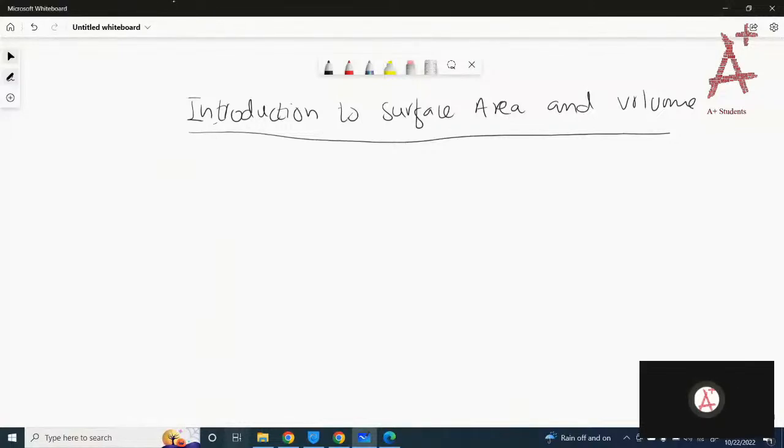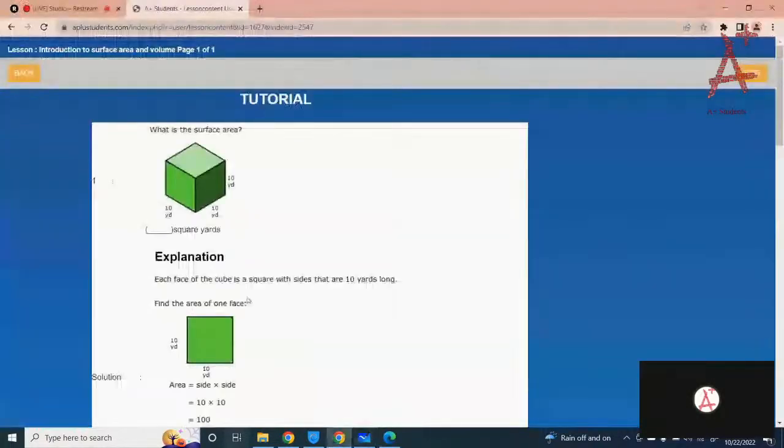Okay, so you are given a cube, you have to find the surface area. You are given a cube that has 10 yards, 10 yards, and 10 yards. Basically, it's a cube. So you have to start by finding the surface area of the cube. Got it? Here each face of the cube is a square because all of them have the same side lengths. They are 10 yards.